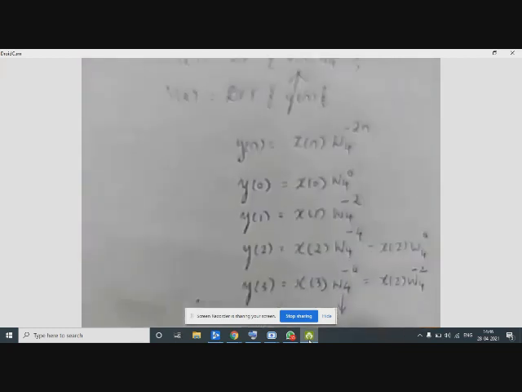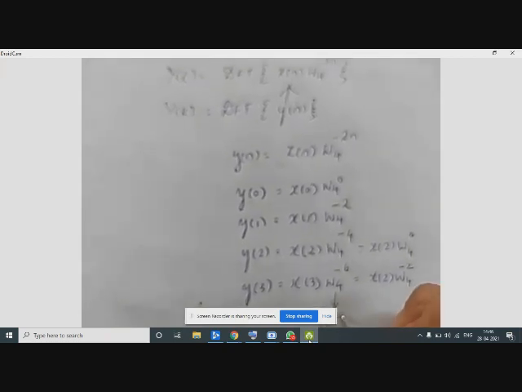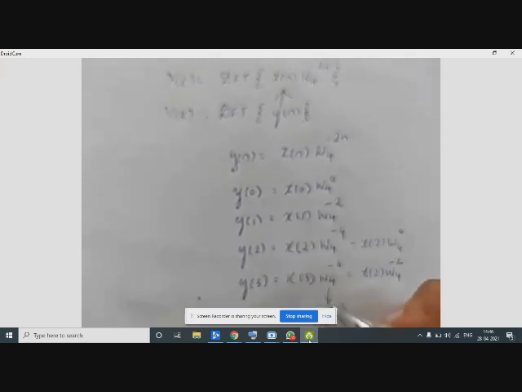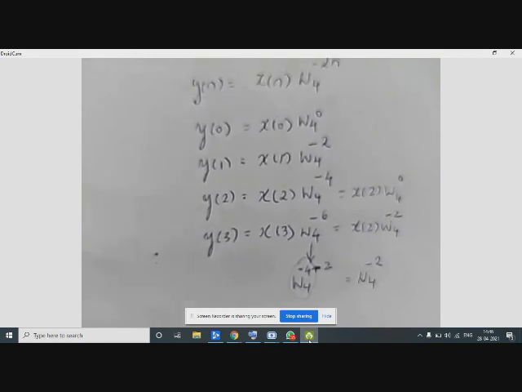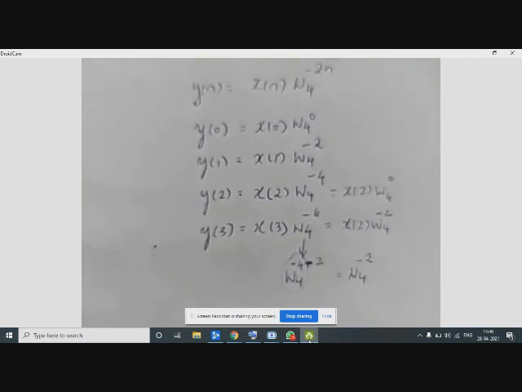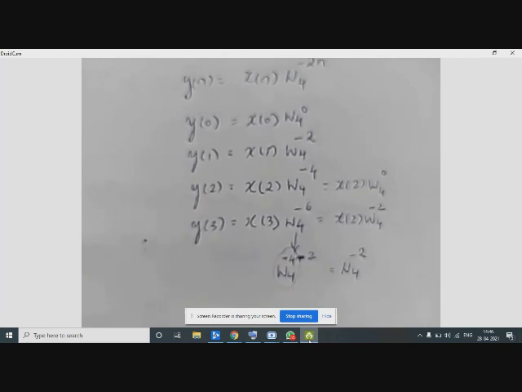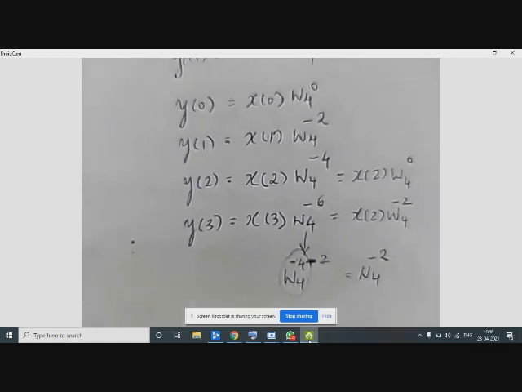You know how this has come? This is same as W4 power minus 4 plus minus 2. Minus 4 minus 2 will give me minus 6. You know W4 power minus 4 is 0, so this is W4 power minus 2. Whether it is positive or negative, the twiddle factor is the same. Yes? Tell me. Now you are able to see.